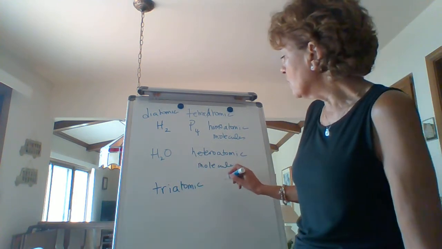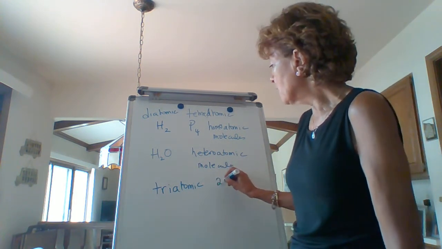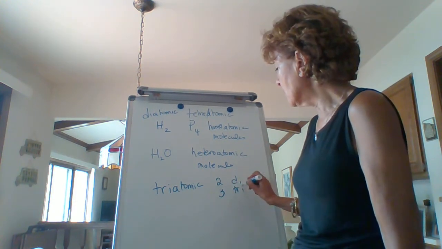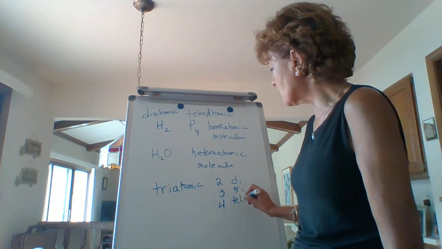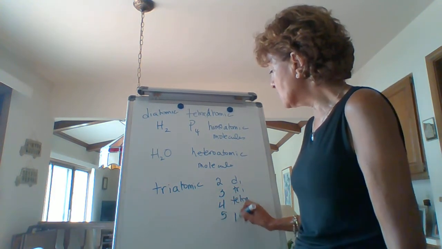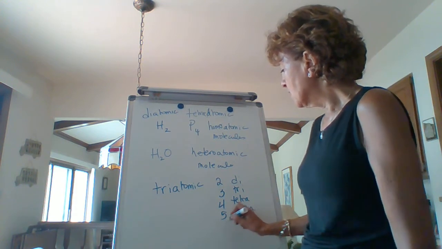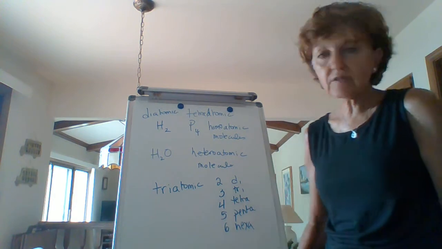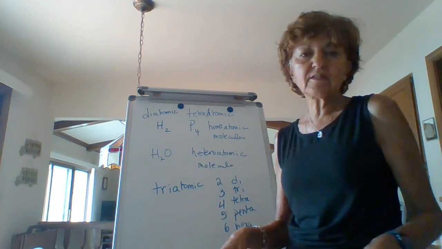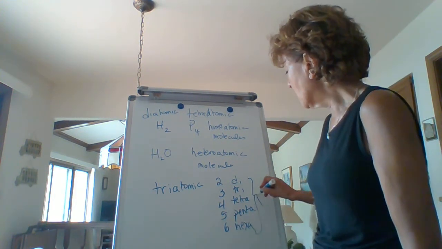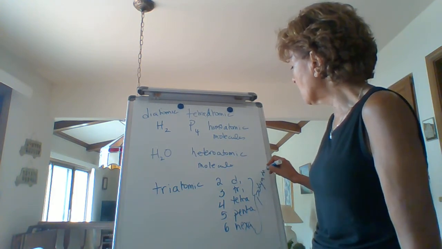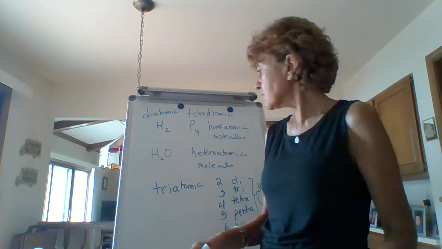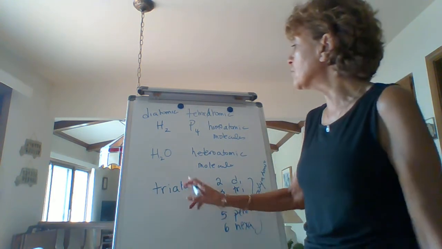Tetraatomic. So the terms you guys need to know: if you have 2 atoms, it's di. 3 atoms, it's tri. 4 atoms, it's tetra. 5 atoms, it's penta. 6 atoms, it's hexa. And then you can keep on going. But actually, once you're usually more than di, they sometimes will call this polyatomic. It means that you have more than one atom.